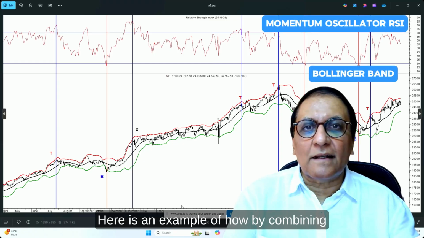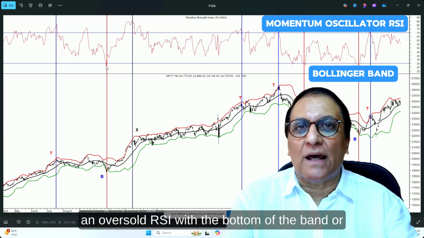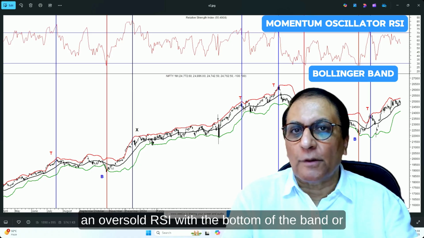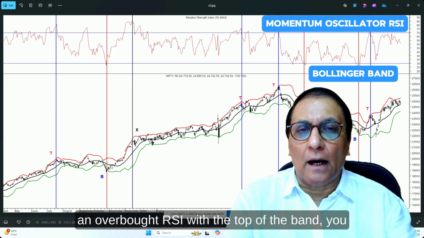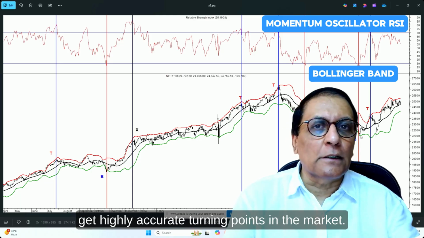Here is an example of how, by combining an oversold RSI with the bottom of the band or an overbought RSI with the top of the band, you get highly accurate turning points in the market.